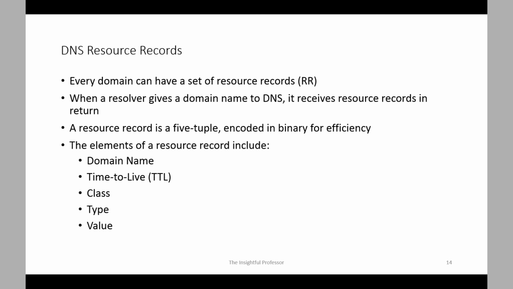So a resource record is said to be a 5-tuple. The 5 elements that comprise a resource record would be things like domain name, time to live, class, type, and value. Let's take a closer look at each of these elements.